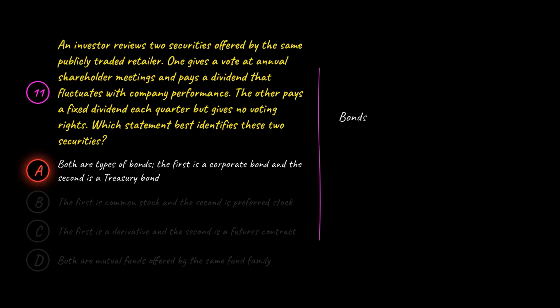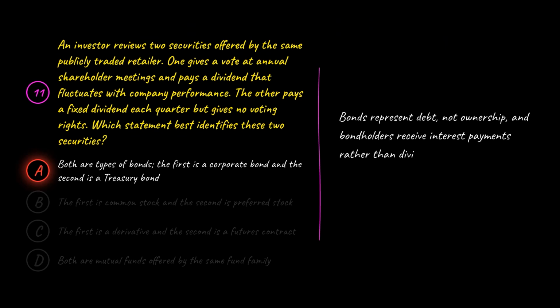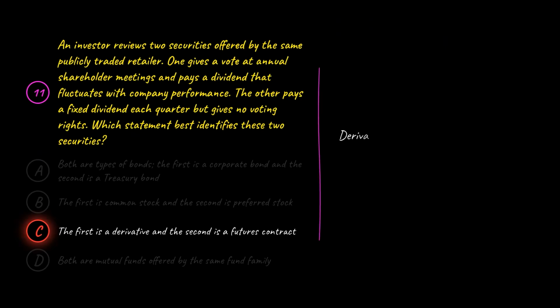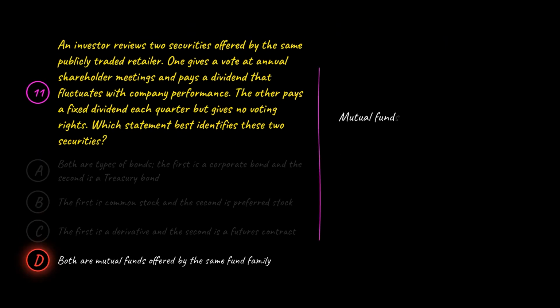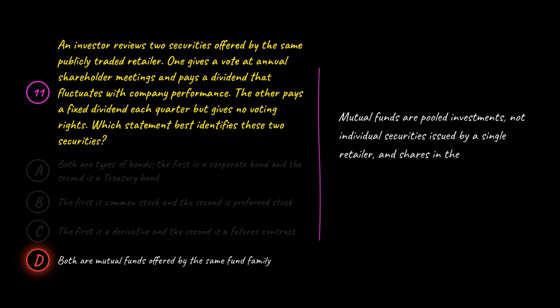A is wrong because bonds represent debt, not ownership, and bondholders receive interest payments rather than dividends. Treasury bonds are issued by the U.S. government, not by a retailer. C is wrong because derivatives draw their value from another asset and would not pay dividends directly to holders in the way described. D is wrong because mutual funds are pooled investments, not individual securities issued by a single retailer, and shares in them do not provide voting rights at a company shareholder meeting.